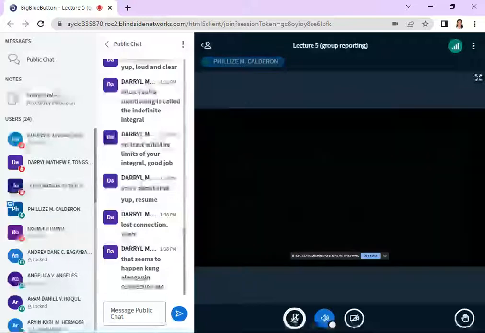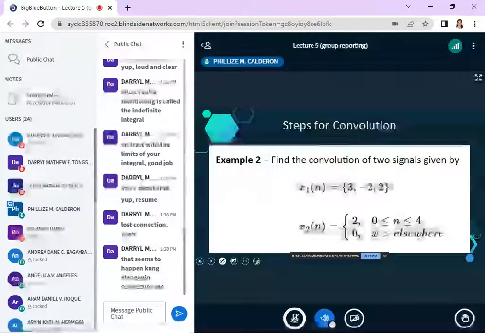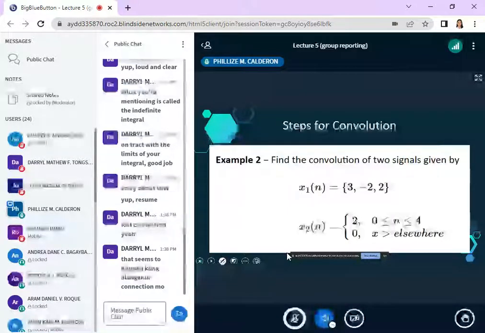Next. So example number 2. Find the convolution of two signals given by x sub 1 of n equals 3, negative 2, 2, and x sub 2 of n is a piecewise function of magnitude 2, where n is greater than or equal to 0 but less than or equal to 4, and magnitude 0 elsewhere.